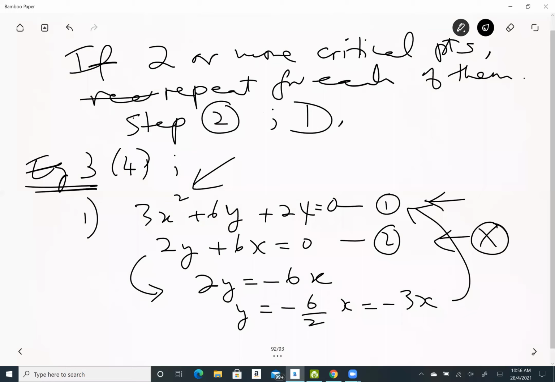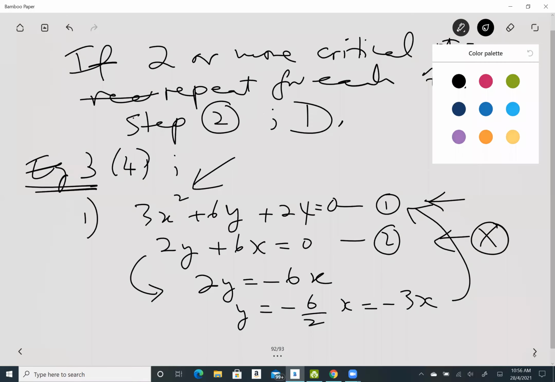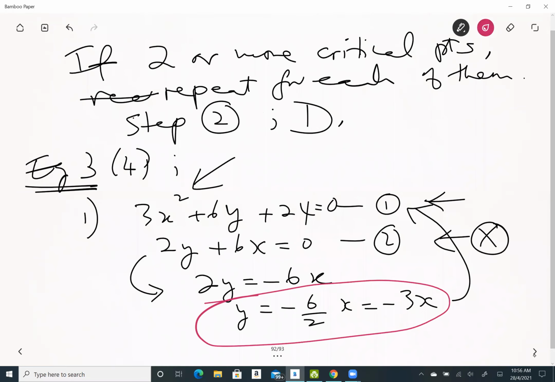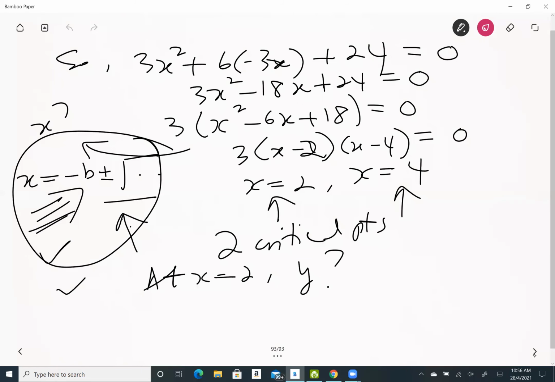Because I have 2y equal to negative 6x, or y equal to negative 3x. So we make use of this relation: y equal to negative 3x. With x equal to 2, what is y? You know y equal to negative 3x, and that is equal to negative 3 times 2, equal to negative 6. And how do you do that? We do that by substitution. So that is 1 point.